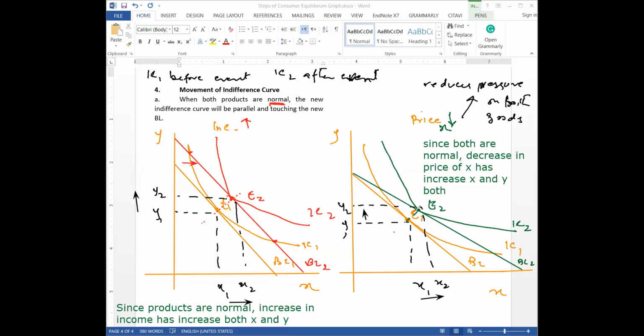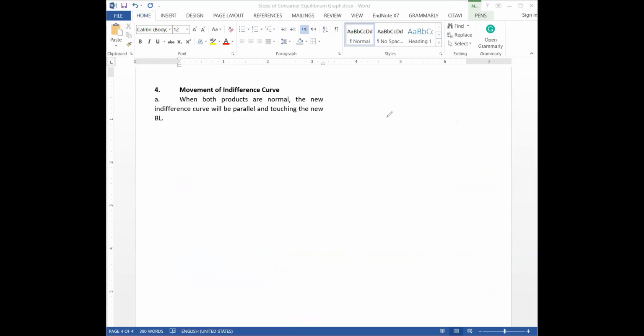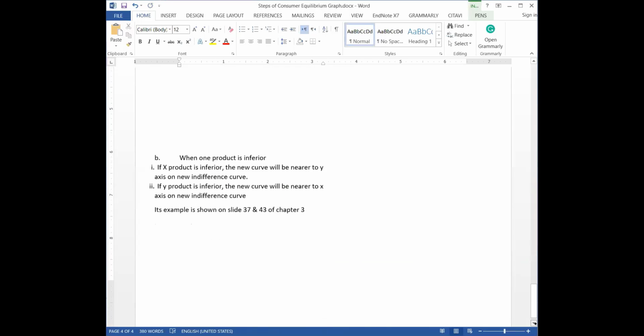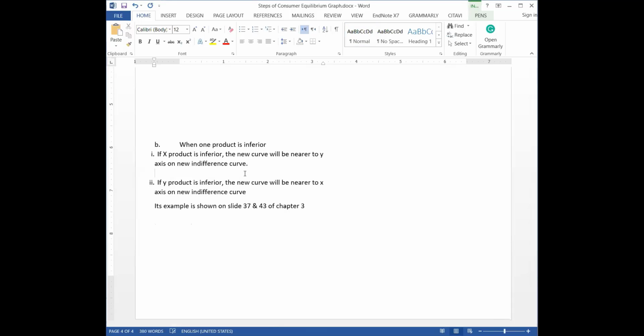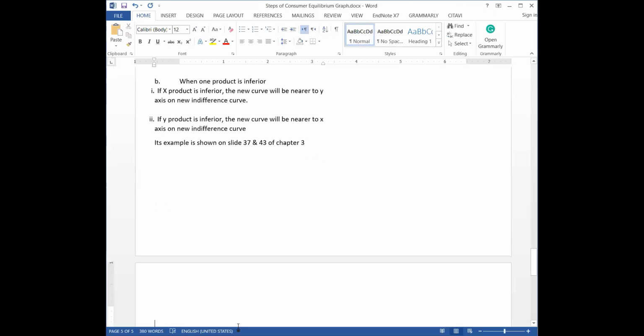So you have to draw it like this. After this activity, I will give you some questions so that you can draw. So let's clear the drawing. Let's go to the next case, which is a little bit tricky, when one of them is inferior. In the question, sometimes it will be given which type of good is inferior and which one is not.